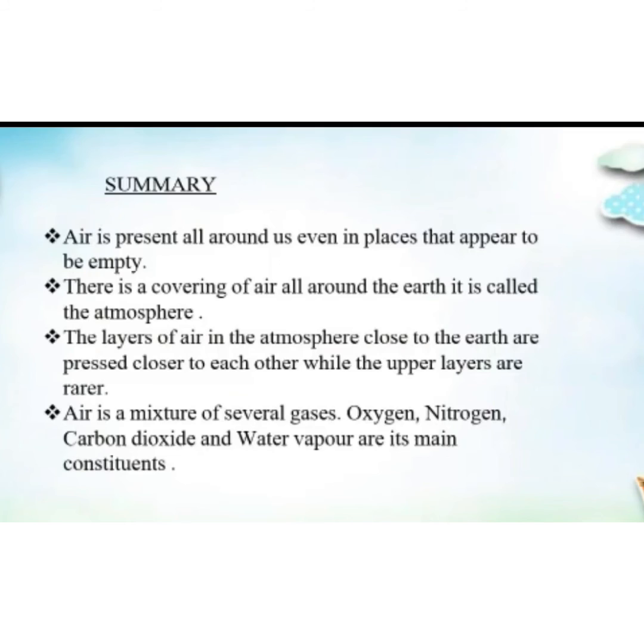So students, in our today's topic we have learned the following things. I'll just read it out once. Air is present all around us, even in places that appear to be empty. There is a covering of air all around the earth. It is called the atmosphere. The layers of air in the atmosphere close to the earth are pressed closer to each other while the upper layers are rarer. Air is a mixture of several gases. Oxygen, nitrogen, carbon dioxide and water vapor are its main constituents. So this was all in our lesson, students.